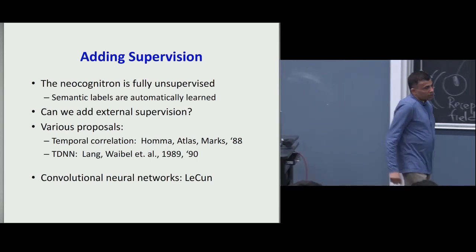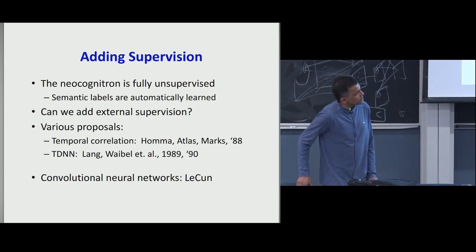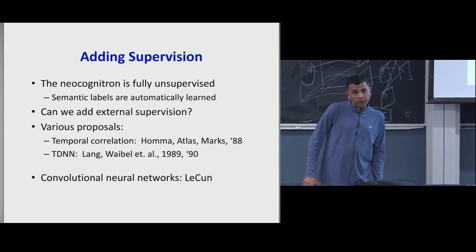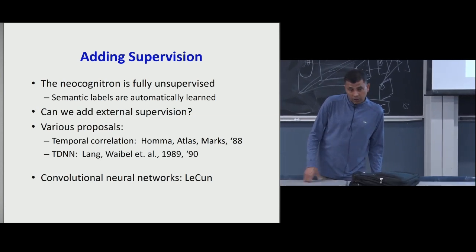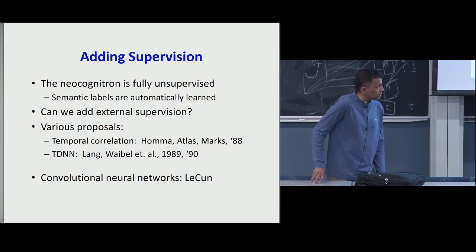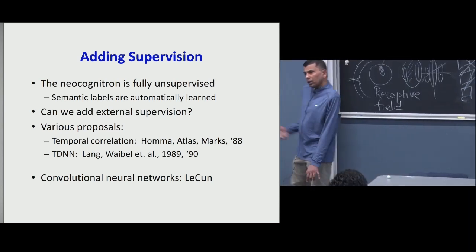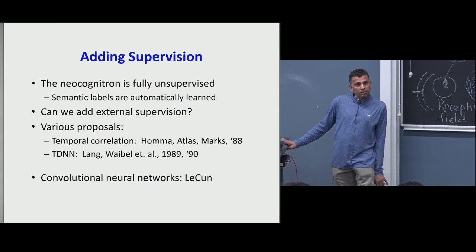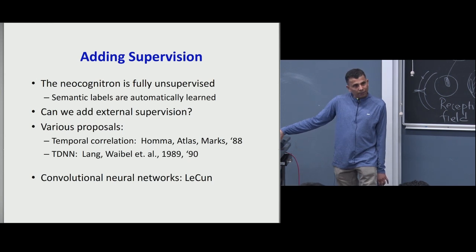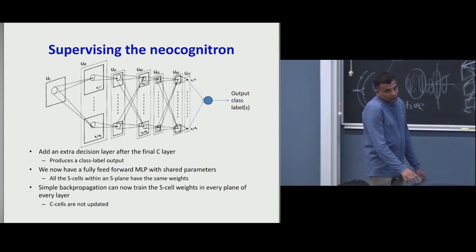You add external supervision. There were many models for external supervision. The earliest one was actually by Homma and Atlas in 1988. Then Kevin Lang here at CMU figured out that you could add similar responses when you're analyzing time series data, particularly speech, and that was the time delay neural network, 1989. And Yann LeCun, a little later, or about the same time, applied this to analysis of images. So there were multiple people who came up with the same idea at approximately the same time. But the most successful one, of course, was LeCun, because he applied this to images and it took off.